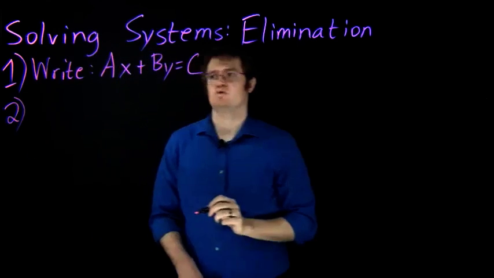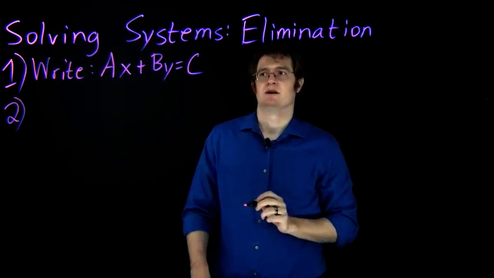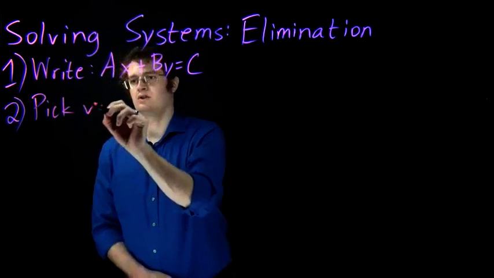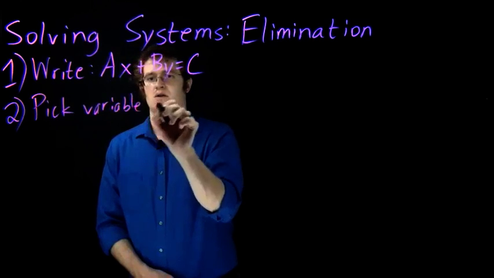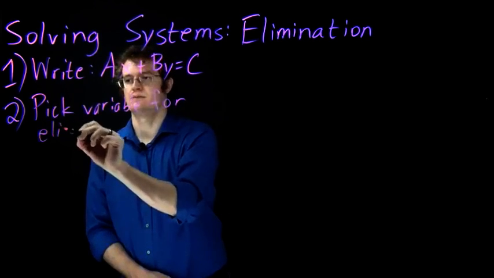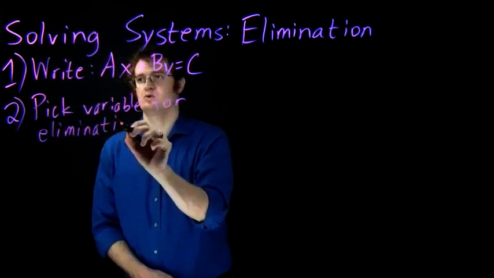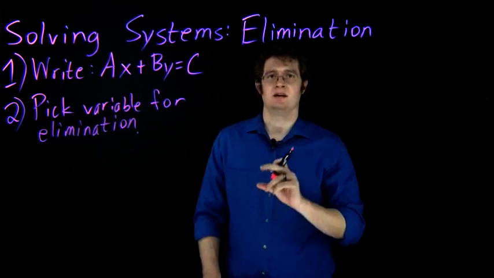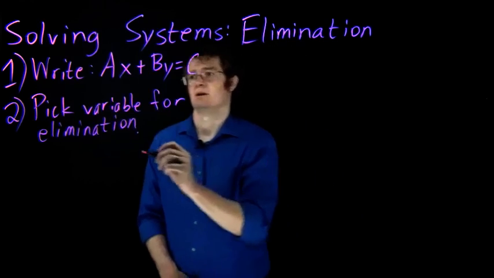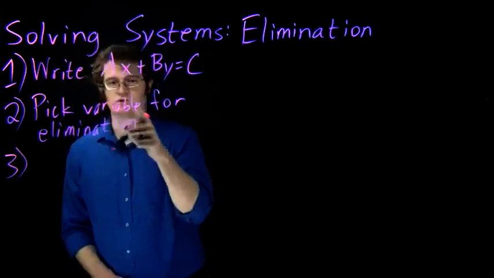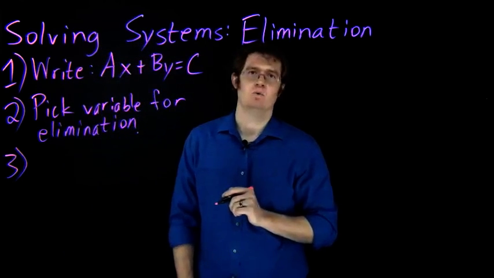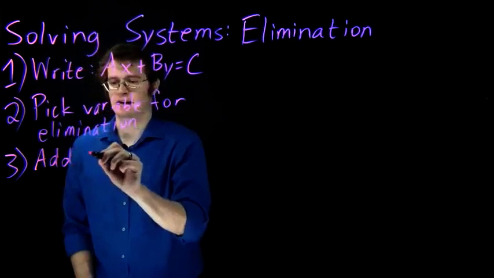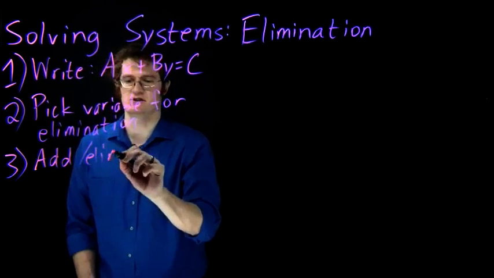Then we're going to determine which variable to eliminate. What that means is, pick a variable for elimination. And the way in which we're going to do that is we're going to make it so that they cancel out when we add them together. So doing that will typically involve multiplying one or both equations by a number. Next, we'll add them together. This is also sometimes called the elimination step.